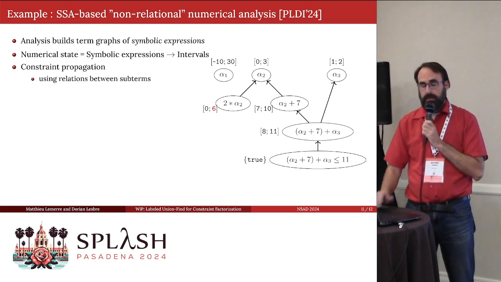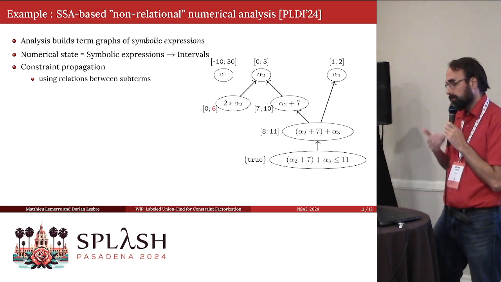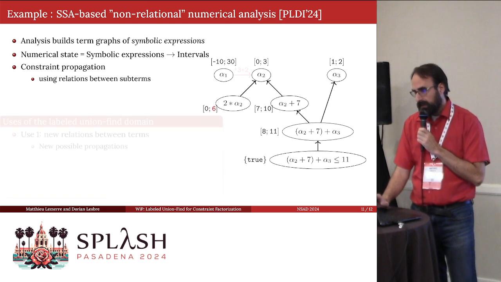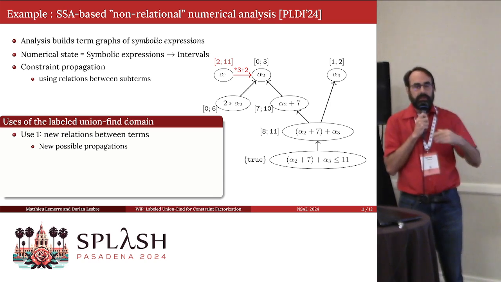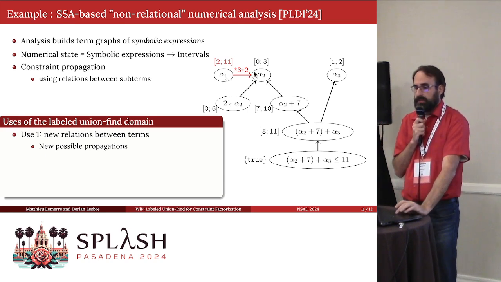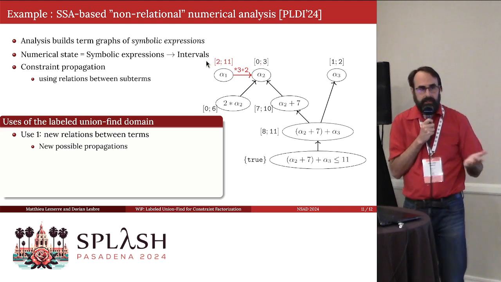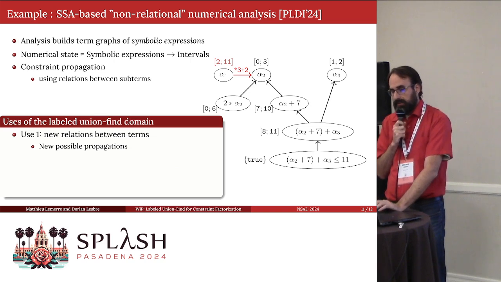So this works well. So how can the labeled union find domains that I've presented be useful in this context? Well, the first thing that we could think of is that you will be able to find new relations that we could not represent before. So for instance, we can represent a relation between alpha 1 and alpha 2. Say, maybe we know that alpha 1 is 3 times alpha 2 plus 2. And so we can propagate more information, because if we know that alpha 2 is in this interval, it means that alpha 1 is in this interval. So we learn something, we are more precise.